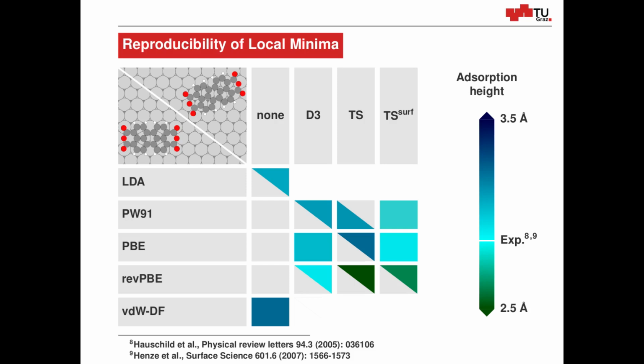On the other hand, the TS-surf correction yielded both experimentally proposed adsorption geometries when it was used with the PW91 functional and also with the PBE functional. PBE plus T3 also did quite well, and van der Waals DF also found both experimentally proposed adsorption geometries, albeit at a somewhat high adsorption height. And all the other functionals and van der Waals corrections found at least one of the 2 experimentally proposed adsorption geometries.